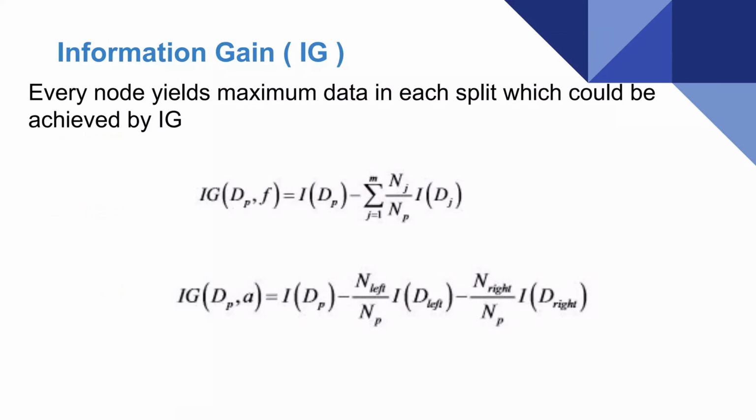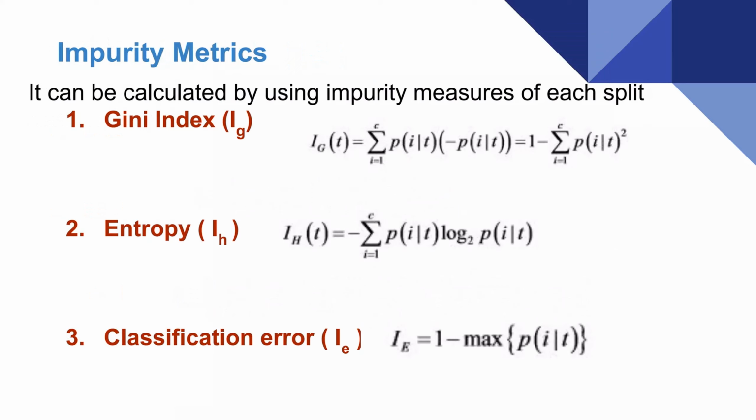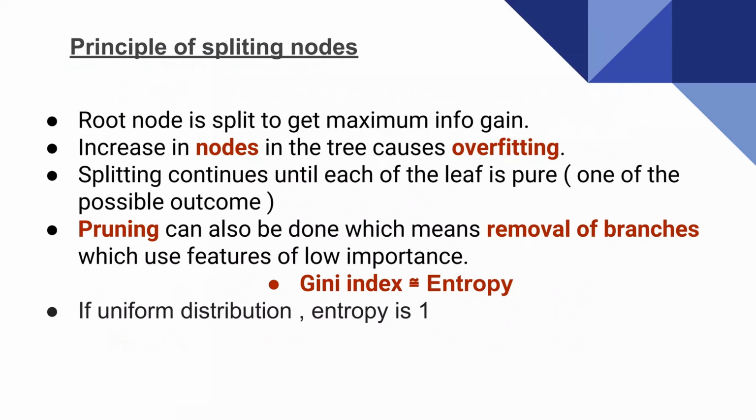Every node yields maximum data in each split, which could be achieved by IG, information gain. The root node is split to get maximum information gain. An increase in nodes in the tree causes overfitting. Splitting continues until each leaf is pure, one of the possible outcomes.